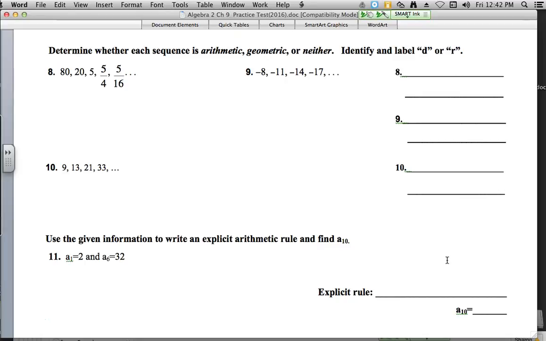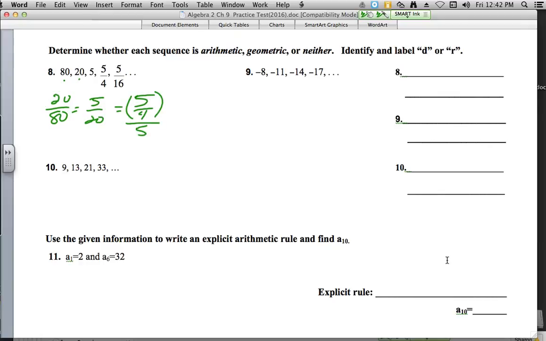So number 8, I notice it's going down, but it is possible they're adding a negative. So from 80 to 20, they would be adding a negative 60, but 20 plus a negative 60 is not 5. So if this is either one of them, it's going to be geometric. And if I want to know what that R value is, I take any term and I divide it by the term before it, and it has to come out to be the same thing. If it doesn't, well, then we know this isn't working.